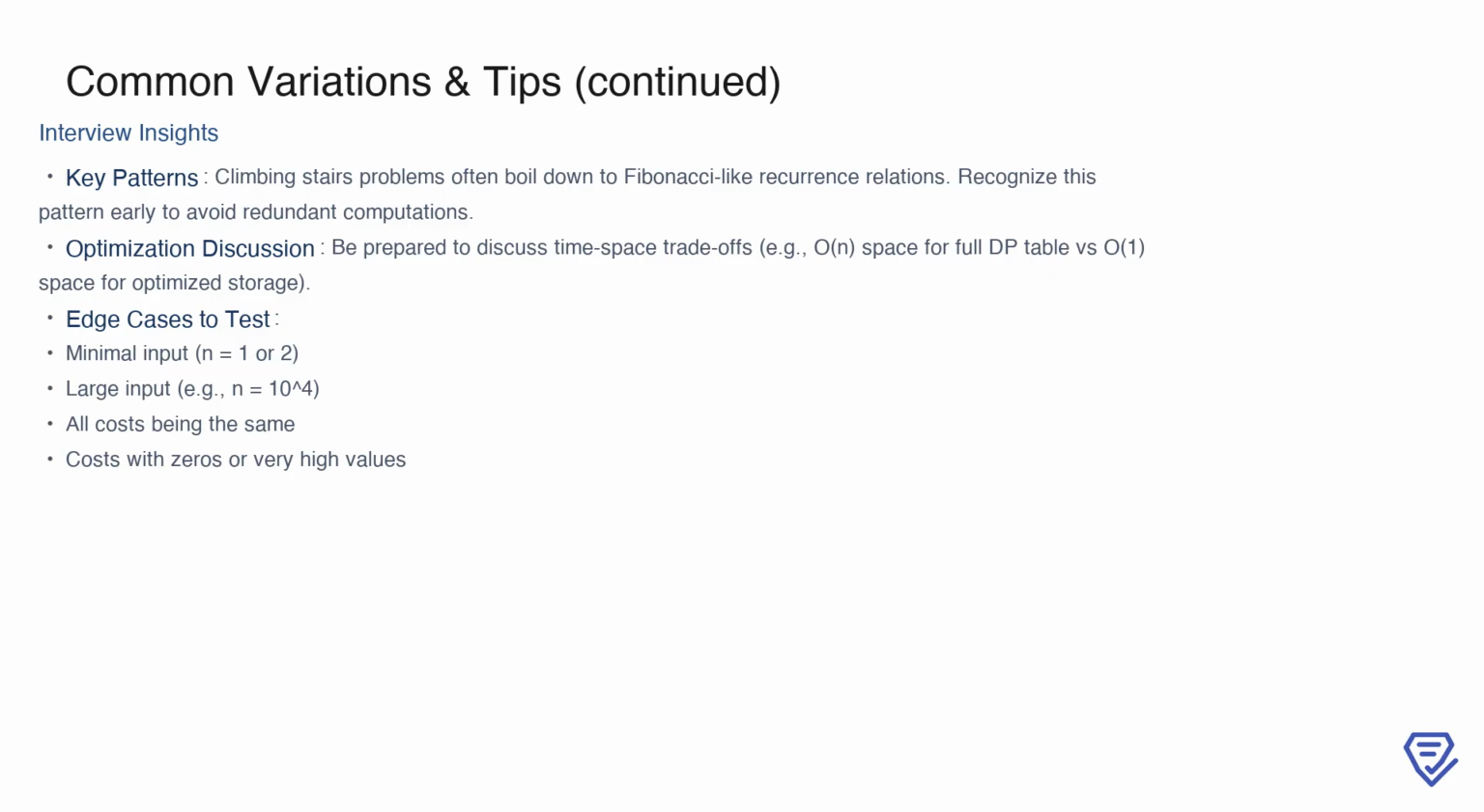space-optimized approach. Additionally, be sure to test edge cases thoroughly. This includes scenarios like minimal input, such as n equals 1 or 2, large inputs like n equals 10,000, cases where all costs are identical, and situations where costs include zeros or unusually high values. Testing these will ensure your solution is both correct and efficient.